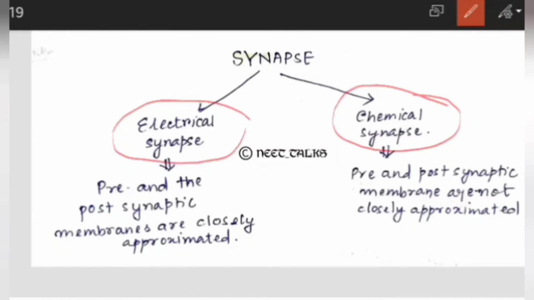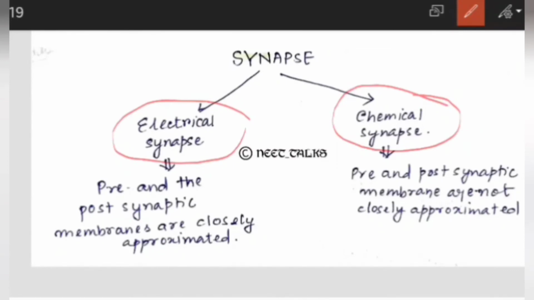And what happens in the chemical synapse? In the chemical synapse, the presynaptic membrane and the postsynaptic membrane are not approximated. There is a wide gap, the synaptic cleft. Here, the neurotransmitters are engaged for the transmission of the impulse. Neurotransmitters are mandatory to carry the impulse. Otherwise, there will be no conduction. If the neurotransmitters are not present, then the impulse cannot jump from the presynaptic to the postsynaptic because of the gap. So the neurotransmitters act as the bridge between the presynaptic and postsynaptic in a chemical synapse.